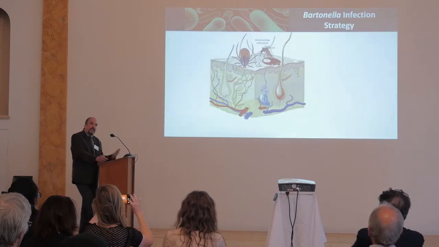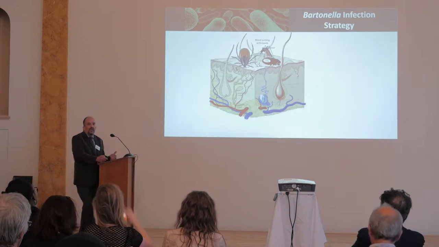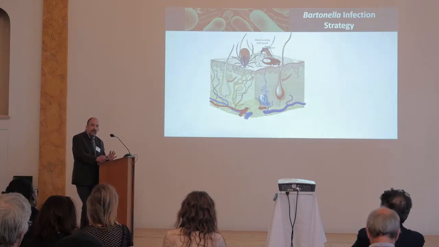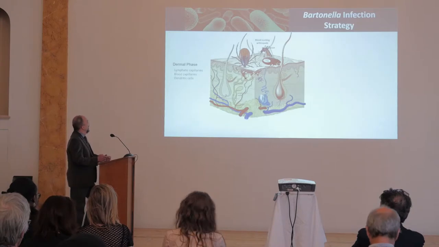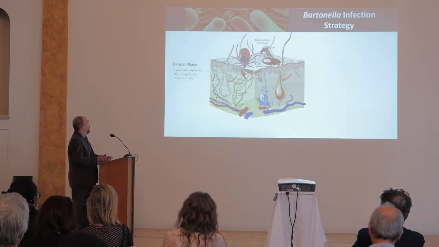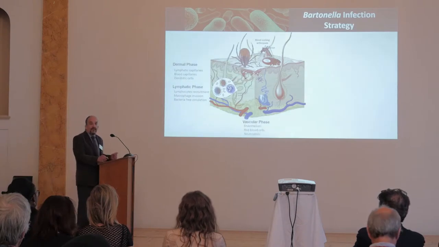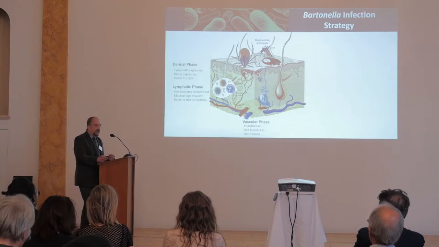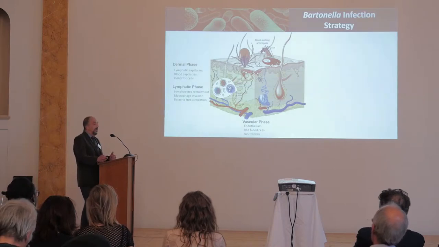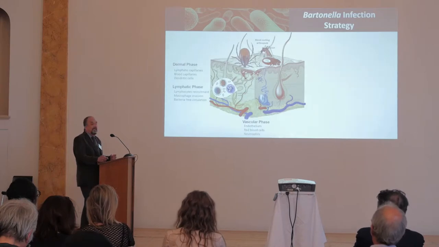In regard to vector transmission, there are three different stages or phases that are now more or less in common accord regarding what could happen. The first one is the dermal phase, which involves the invasion of lymphatic capillaries and blood capillaries. The lymphatic phase, with recruitment of lymphocytes in order to start inflammation, invasion of macrophages, and the ability to start circulating in the lymphatic system. And finally, the vascular phase, the one that we normally are able to have access to, basically the blood, in which Bartonella is able to invade endothelial cells and red blood cells.